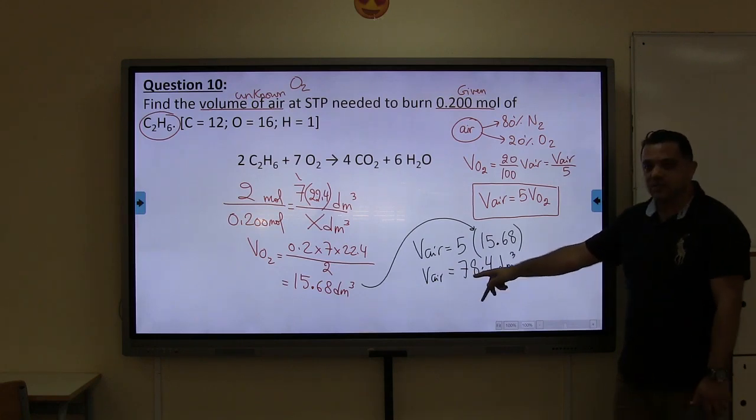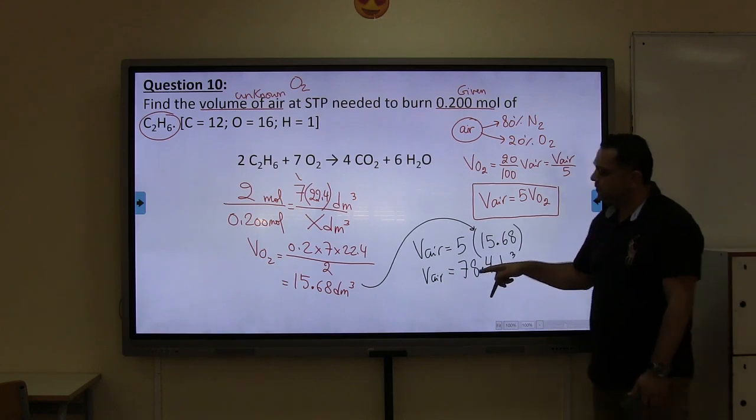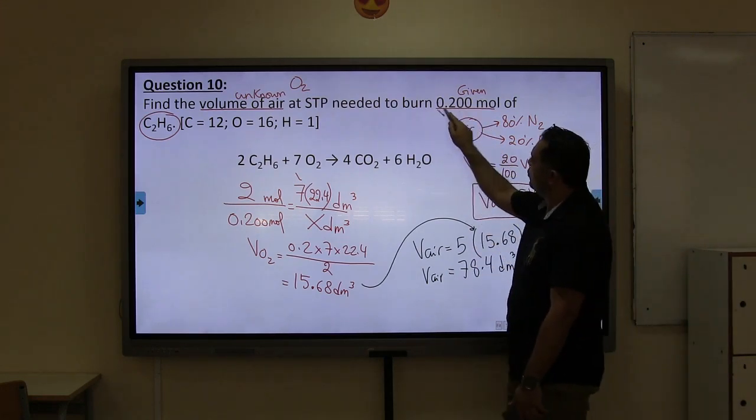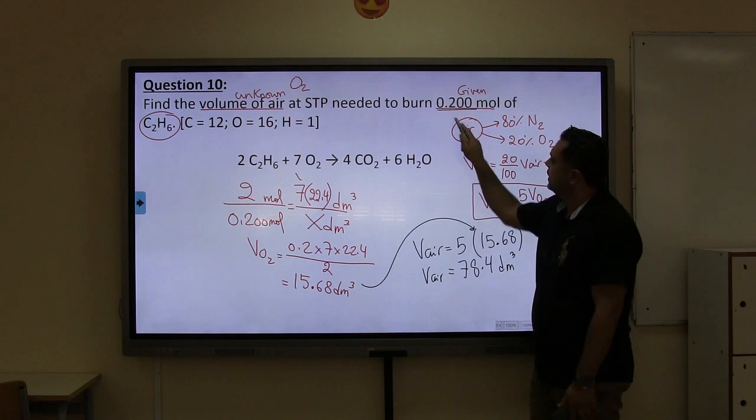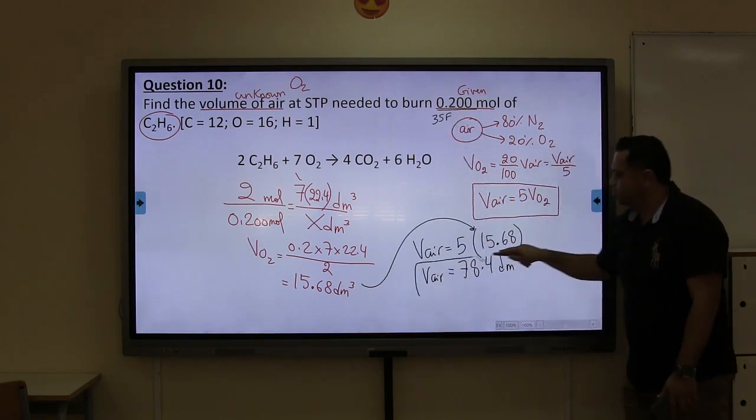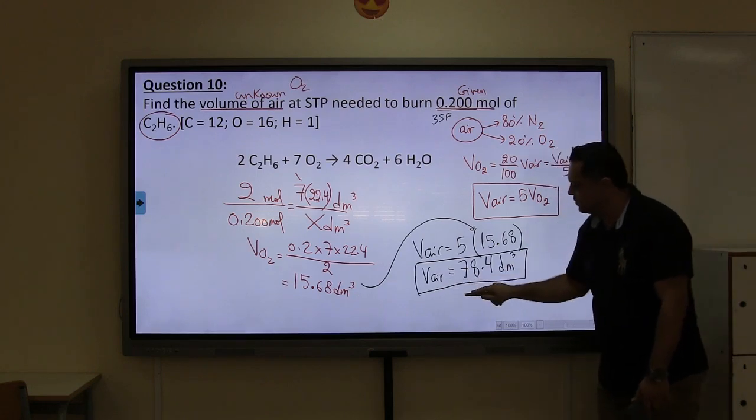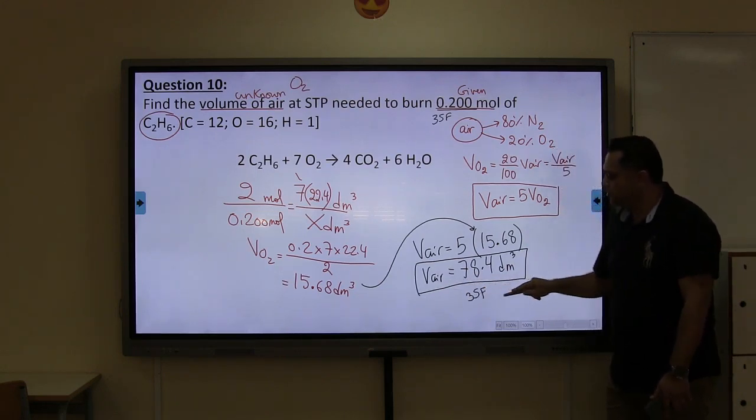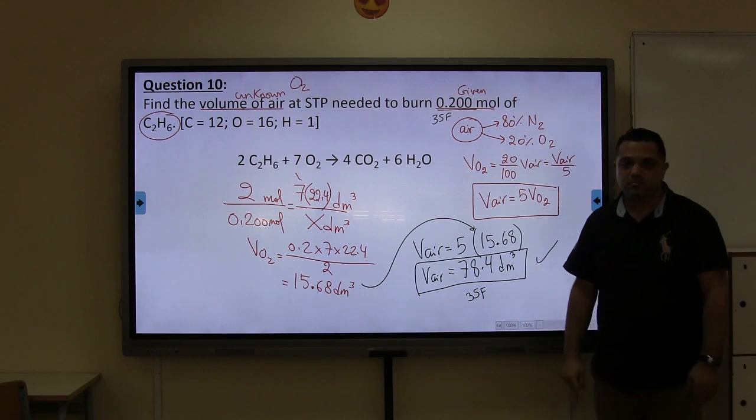My answer here is 3 significant figures. If I look at the given also, 0.200 is 3 significant figures. So they are matching. So my answer will be to 3 significant figures, and it will be right in this case.